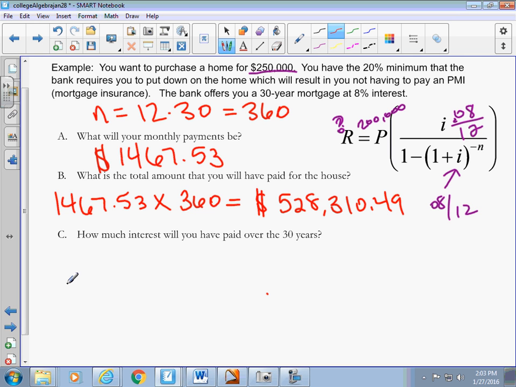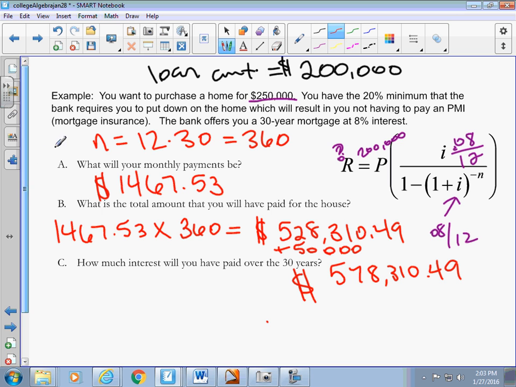That's still not how much I paid for the house. Why not? That's still not enough. I still paid more than that for the house. That's how much I paid in payments. Didn't I put $50,000 down? I don't understand. Wait, I have to write this down.